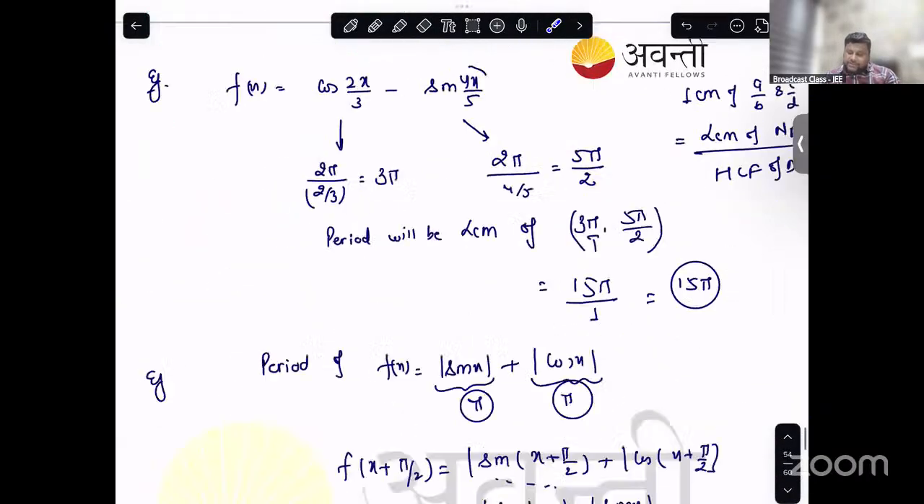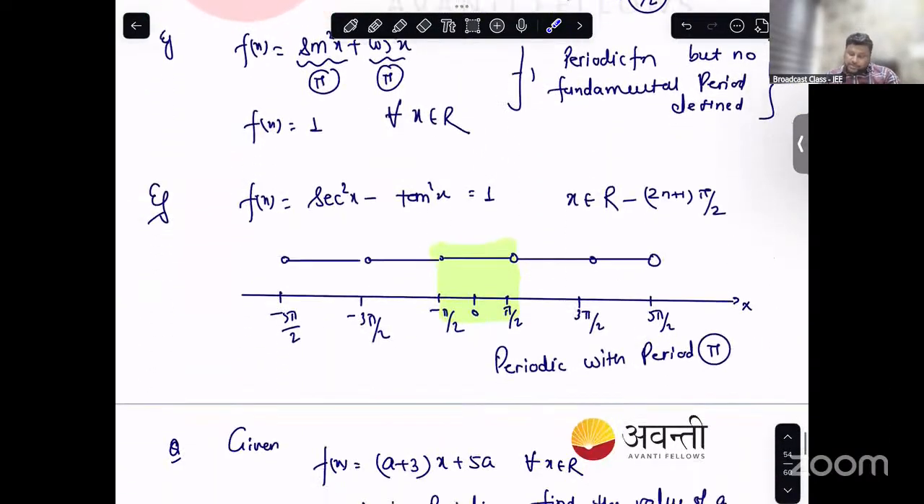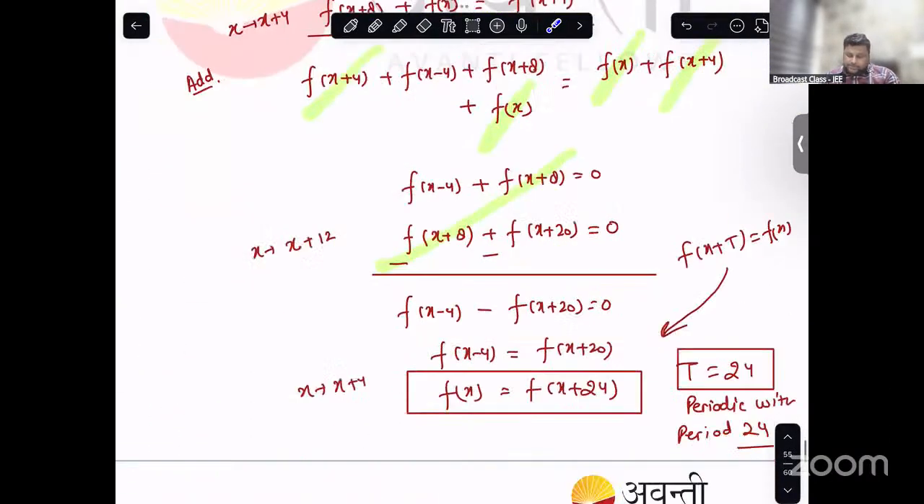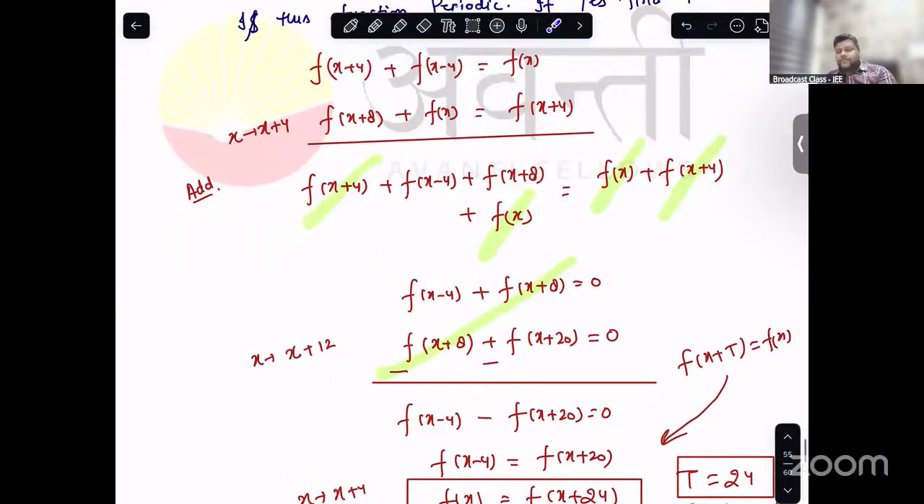Got it? Then we have done some properties of periodic functions, and a few questions we have done.